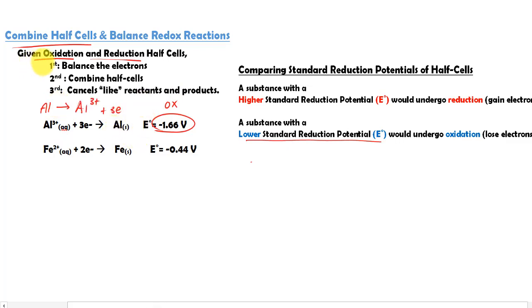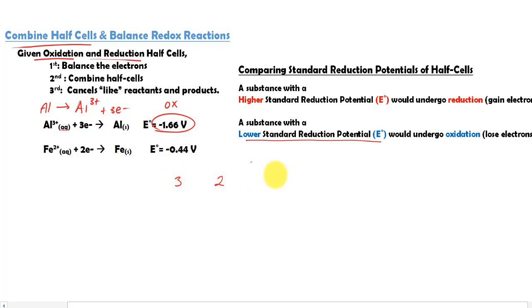Once we have our given oxidation and reduction half cells, we can now combine them together. Before we combine, we have to balance the electrons. Notice how this process of oxidation gives off 3 electrons, whereas this reduction process gains 2 electrons. 3 and 2 are not even, so they don't cancel out. So we have to find the common multiple. For the oxidation, we have 3, and for the reduction, we have 2. What do they have in common?